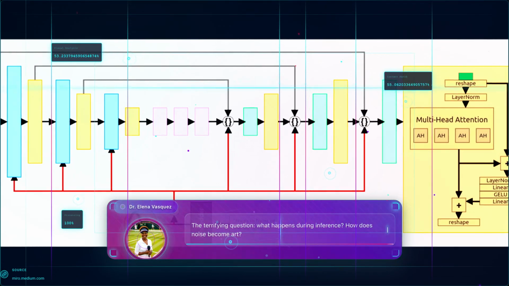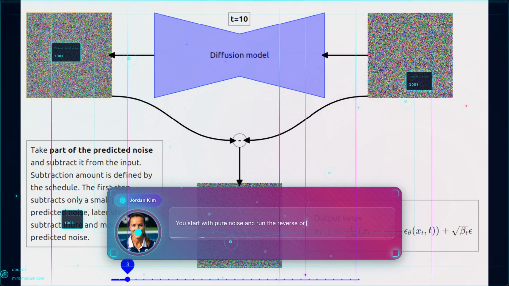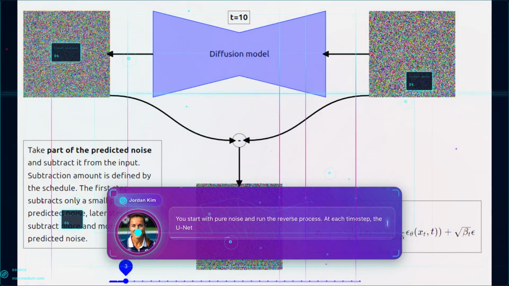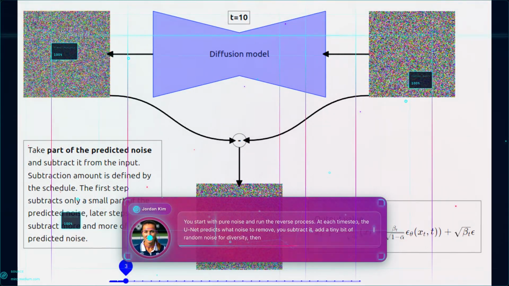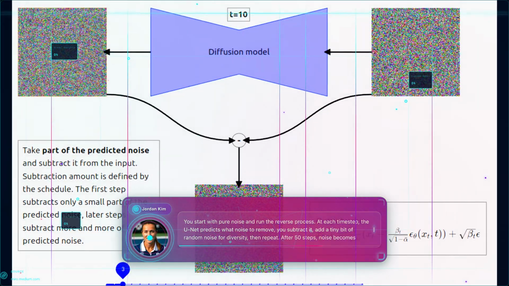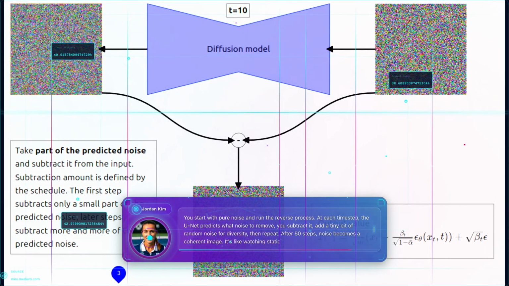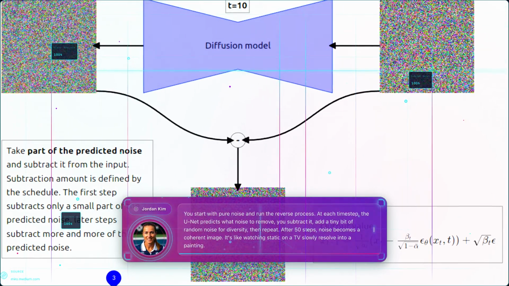How does noise become art? You start with pure noise and run the reverse process. At each time step, the UNet predicts what noise to remove, you subtract it, add a tiny bit of random noise for diversity, then repeat. After 50 steps, noise becomes a coherent image. It's like watching static on a TV slowly resolve into a painting.